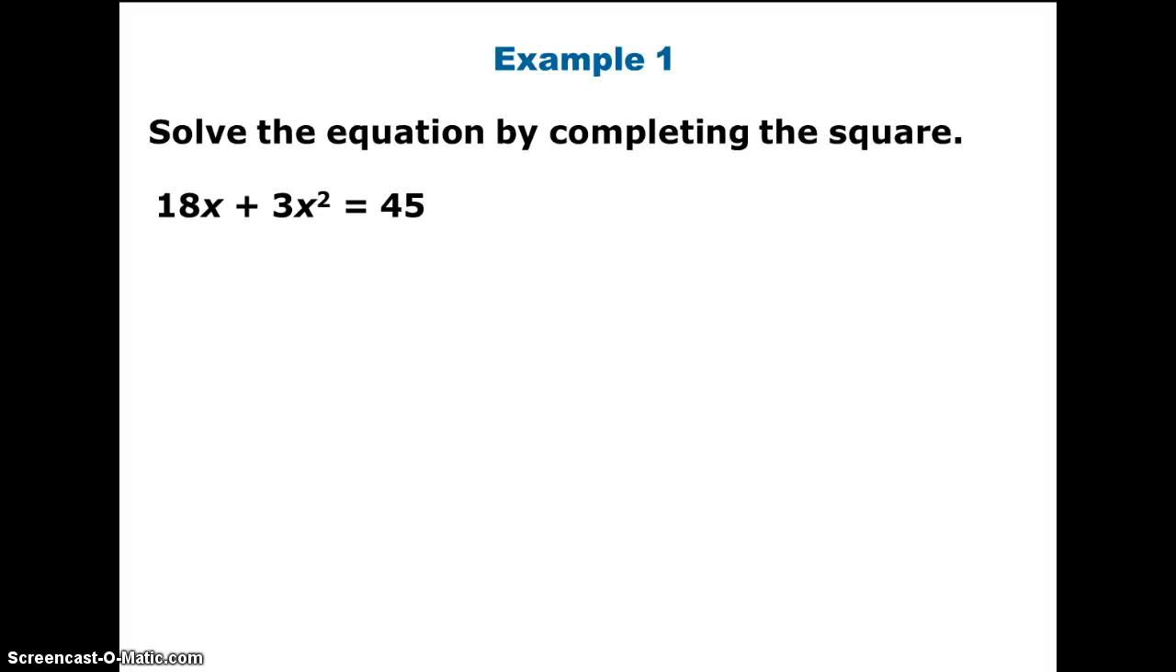The first step is to have the variables on the same side. So you're looking at the x and the x squared. They are on the same side, but they're not in order. In standard form, you always want to have the x squared first. So let's switch those two terms. I'm not changing the signs. If you have a number next to the x, make sure you take that to the other side. That's why we have a 45 on the right side.